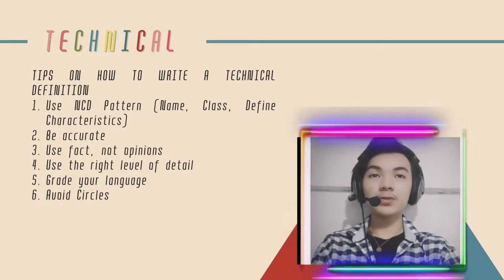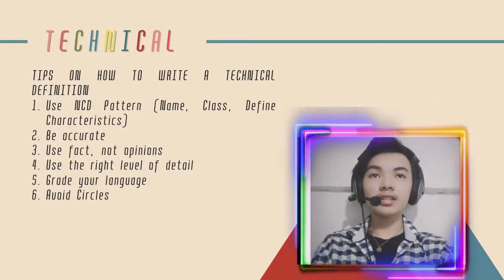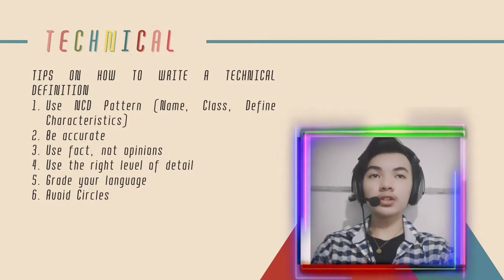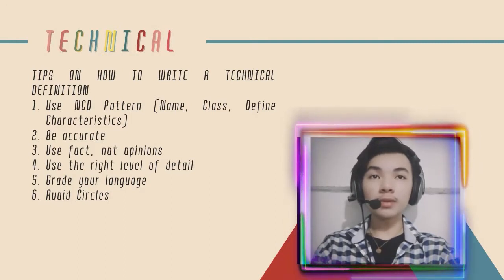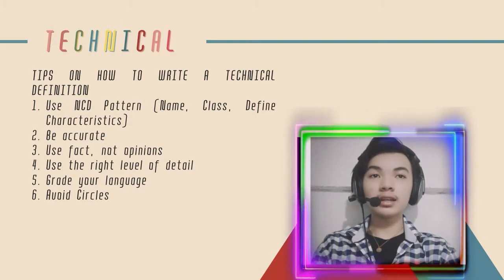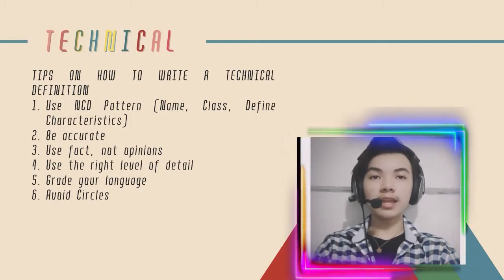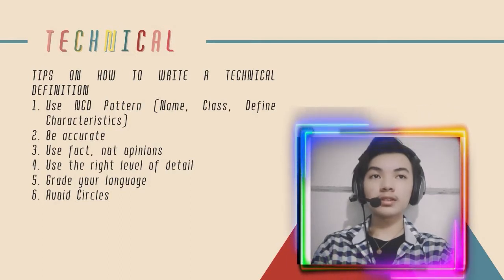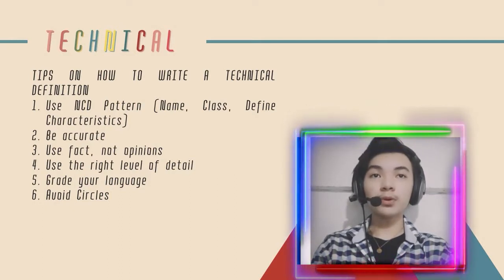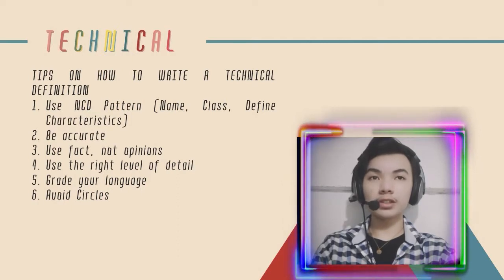Next in line is to be accurate. Accuracy is ensuring that the information is correct and without any mistakes. The quality of information is measured by accuracy, timeliness, completeness, relevance, and whether it's easy to understand by the readers. So accuracy is important for the quality of information.